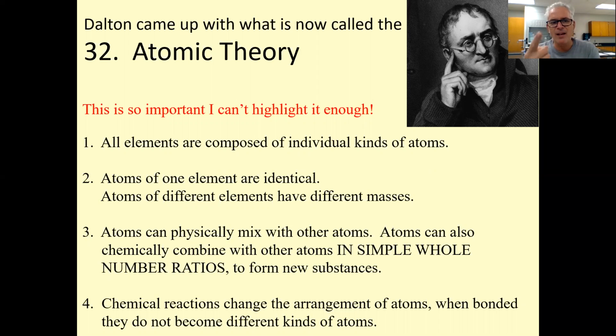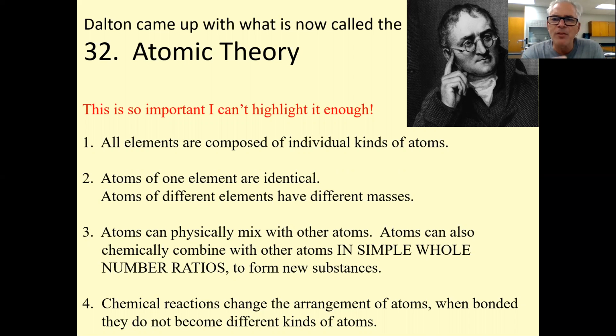Atomic theory. He said, number one, all elements are composed of individual kinds of atoms. And what does that mean? That means if you have some nickel metal and I have some nickel metal, your nickel metal is made up of atoms of nickel, and so is mine. And if you have a pile of lead, a hunk of lead, lead is made of different kinds of atoms. Each element is made of one kind of atom.